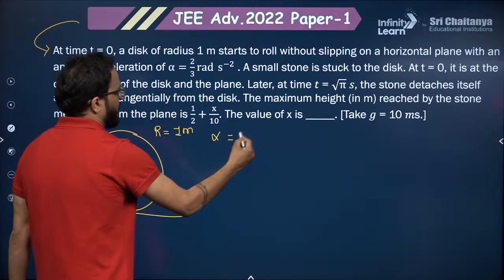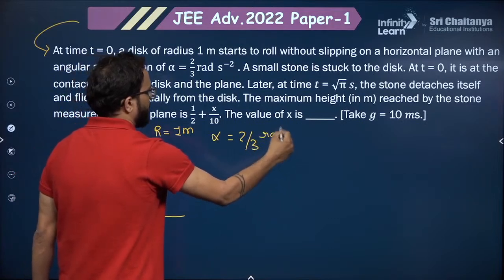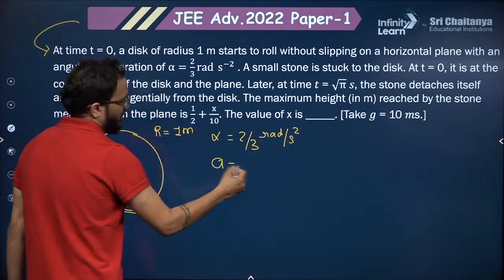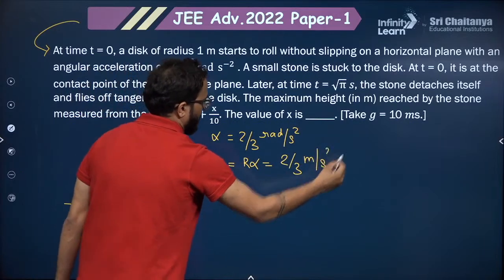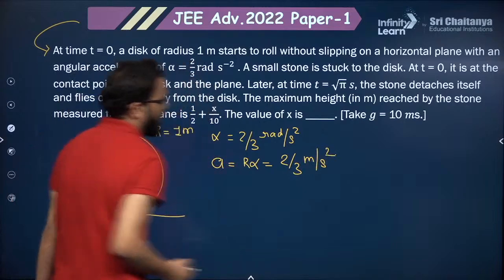Okay, how much is alpha given? 2/3 radians per second square. So a will be R alpha. R is 1, so this is also 2/3 meter per second square. Right. Anyways, no problem. Then what is happening here?